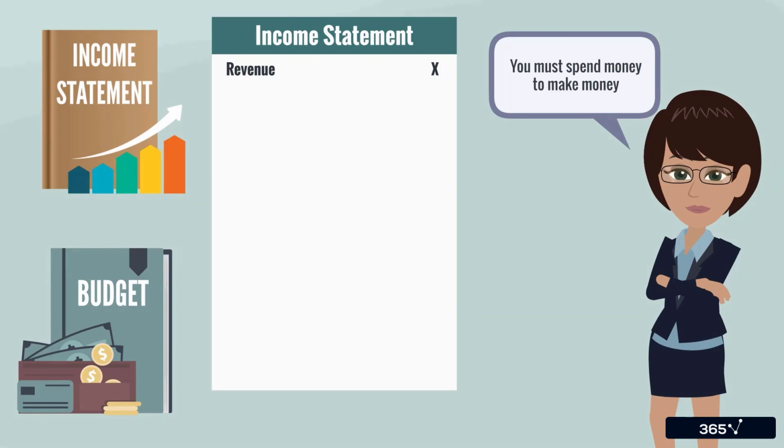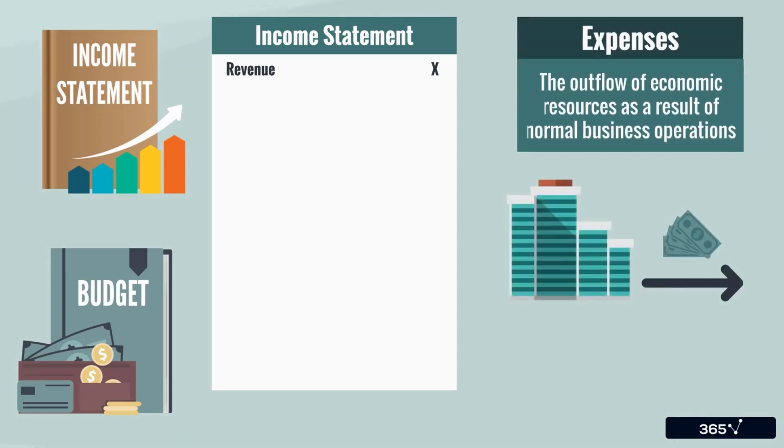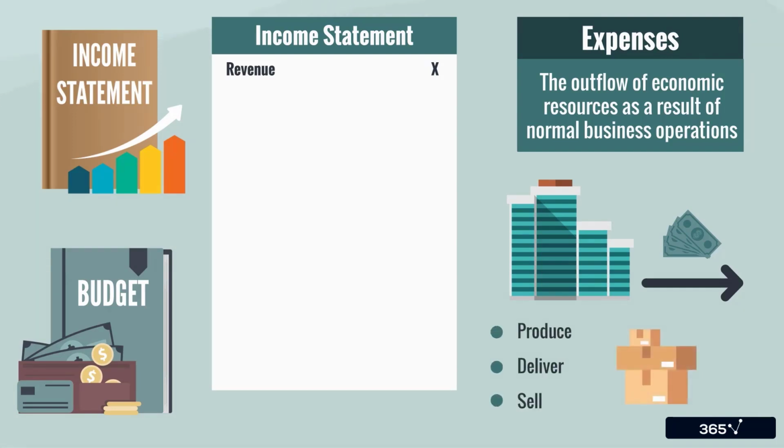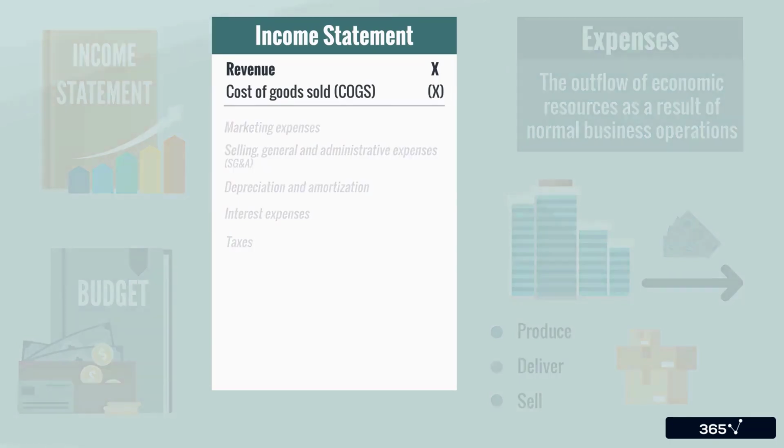All right, they say you must spend money to make money. This is why an income statement summarizes all the company's expenses too. Practically, this is the outflow of economic resources that results from normal business operations. To produce, deliver, and sell goods to clients, firms need to incur certain expenses. And so the most common ones are cost of goods sold, marketing, selling, general, and administrative costs, also known as SG&A, depreciation and amortization, as well as interest expenses and taxes. Let's see what these refer to.